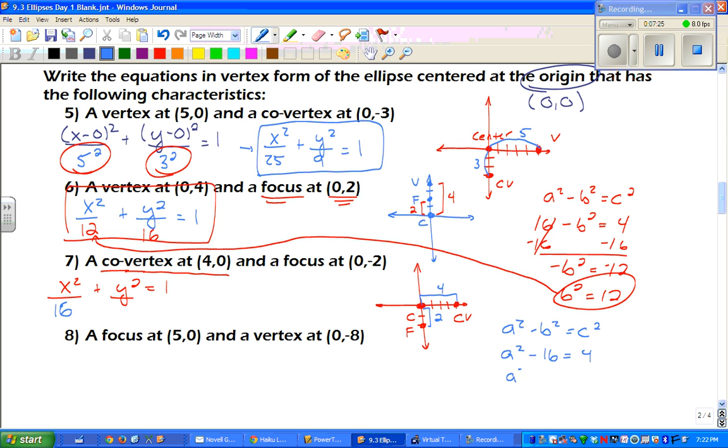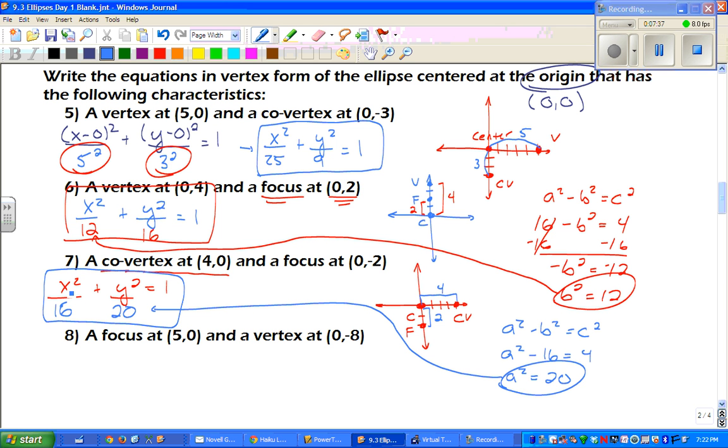Square it, and I get 4. So when you add 16 to both sides, you get a squared equals 20. And that's what we were looking for. We were looking for a squared. That's going to go underneath the y. And this problem is done as well.